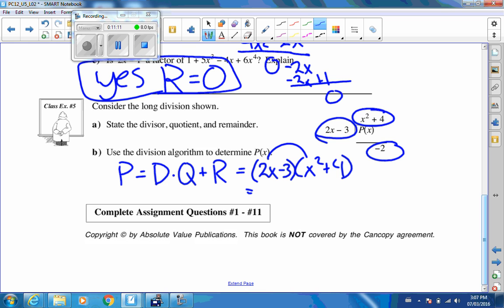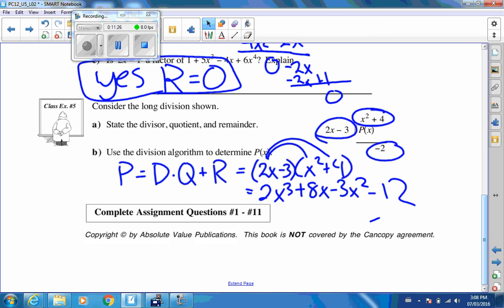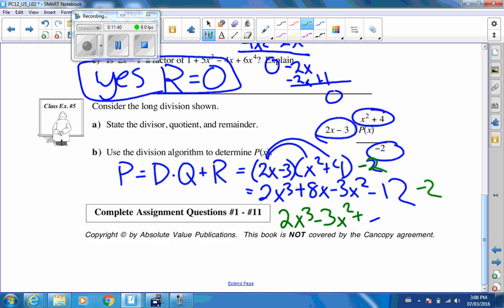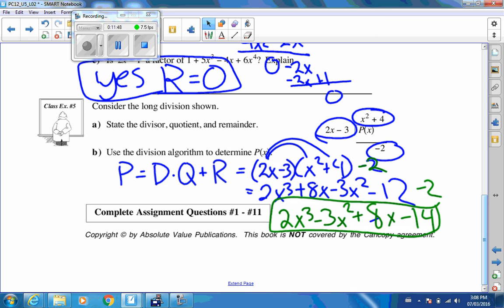Spinning wheel of death for a second. Anyway, 2x cubed plus 8x minus 3x squared minus 12. Rewrite it if we needed to. Anyway, I'm just going to leave it like that. Oh, wait. I still need to subtract 2 over here. So if we bring in our subtract 2 remainder, this is going to be 2x cubed minus 3x squared plus 8x minus 14. That should be my final answer if I've done that correctly. Anyway, good luck, enjoy, knock 'em dead.